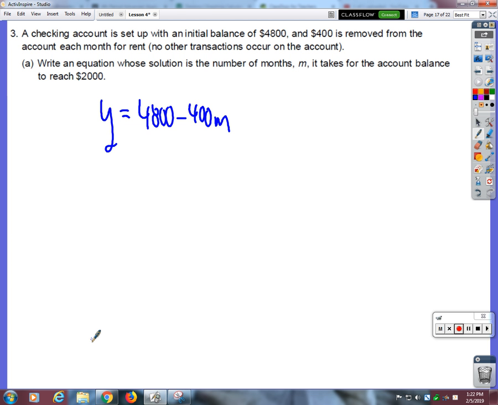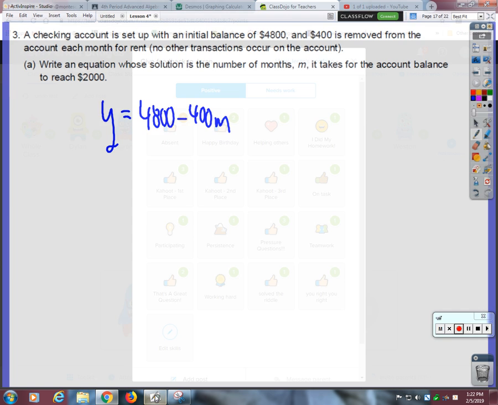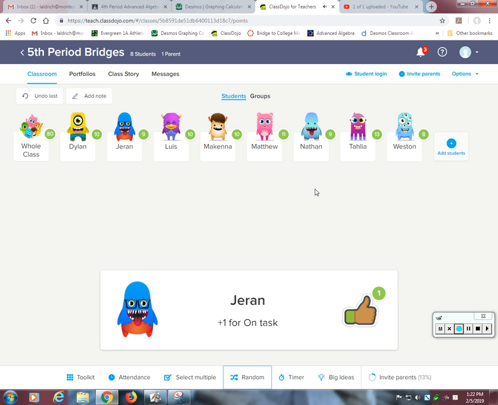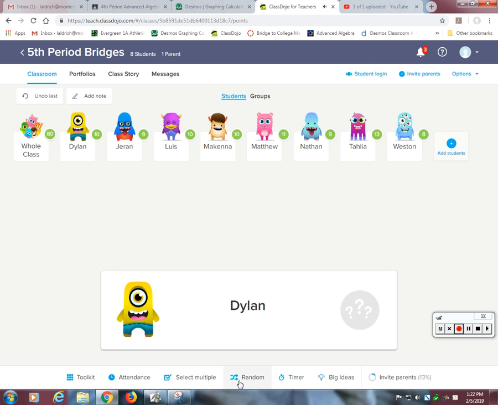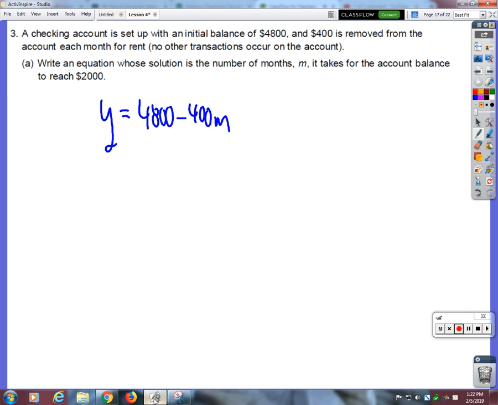This one has another part to it, which is figure out when the account balance will reach $2,000. So, Dylan, when is that going to reach $2,000? How many months will it take? Never. You're starting with $4,800 and you're going down.